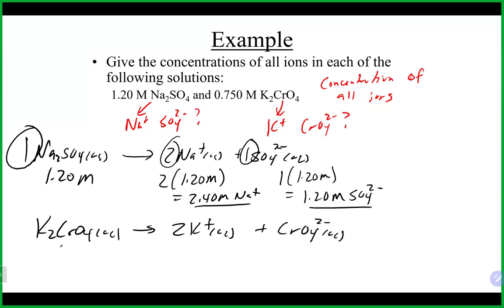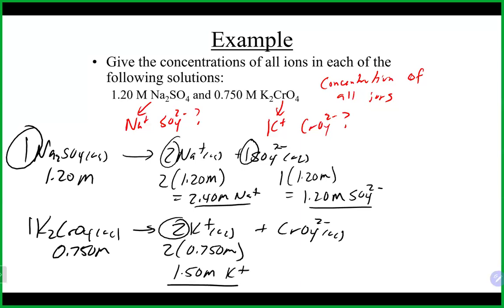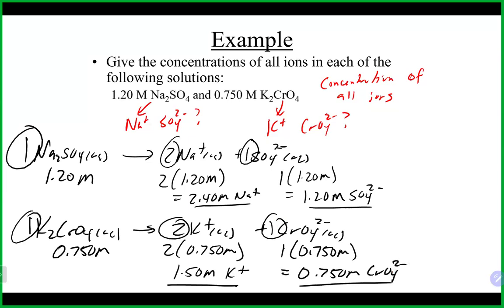And once again, we could apply the same sort of approach. It is a 1-to-2 relationship. So we'll multiply our 0.75 by 2, which gives us 1.5 molar for our potassium. It is a 1-to-1 relationship between the whole thing and the chromate. So we'll multiply our concentration by 1, or really just keep it the same, 0.75 molar for our chromate in this case. Any questions on either of those there?